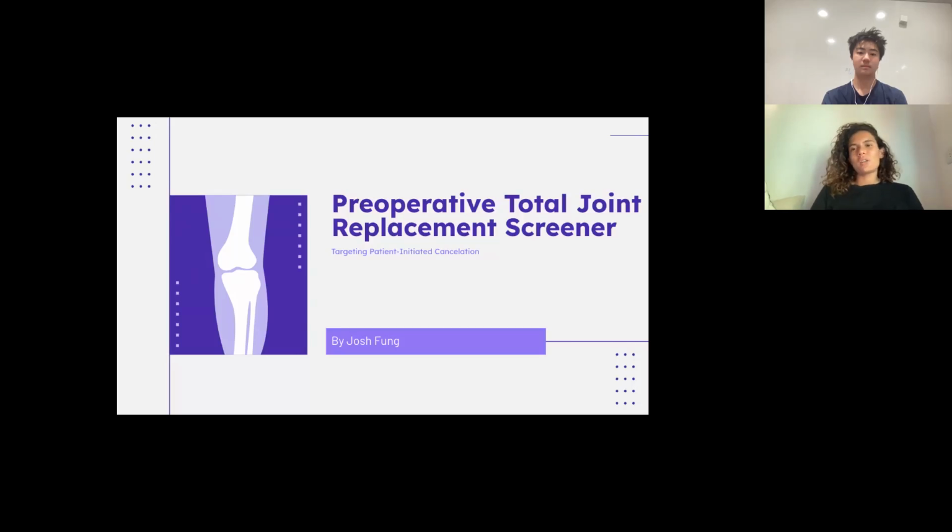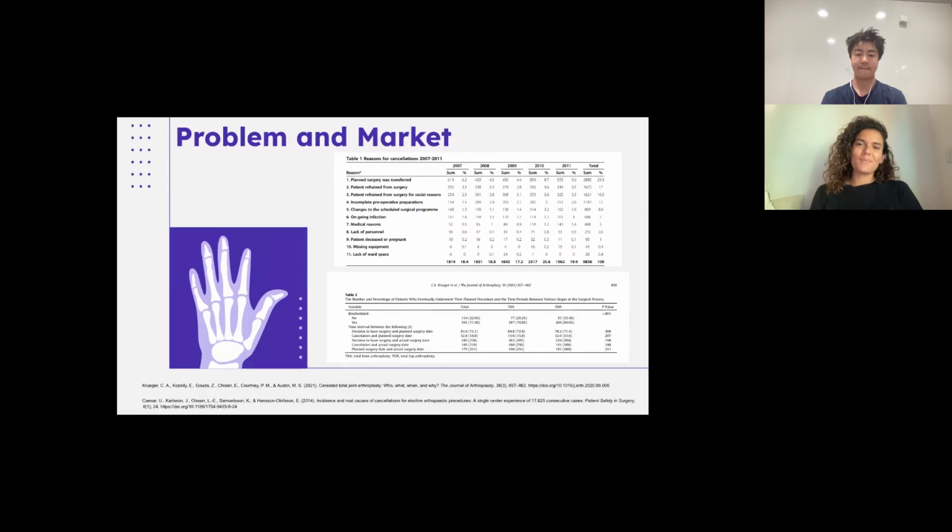For his project, Josh created a preoperative total joint replacement screener targeting patient-initiated cancellations. So, Josh, what problem does your project aim to solve, and how does it occur in real life?